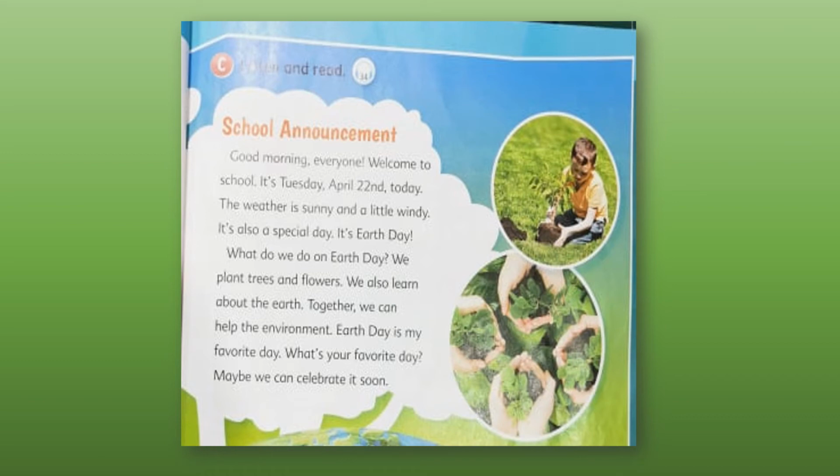Okay, let's have a look at this word environment. Together we can help the environment. Environment means the place where you live. Now there are many different environments. You live in the city. That is your environment, in a house. The elephant lives in the jungle. So the elephant's environment, or a tiger, is the jungle.